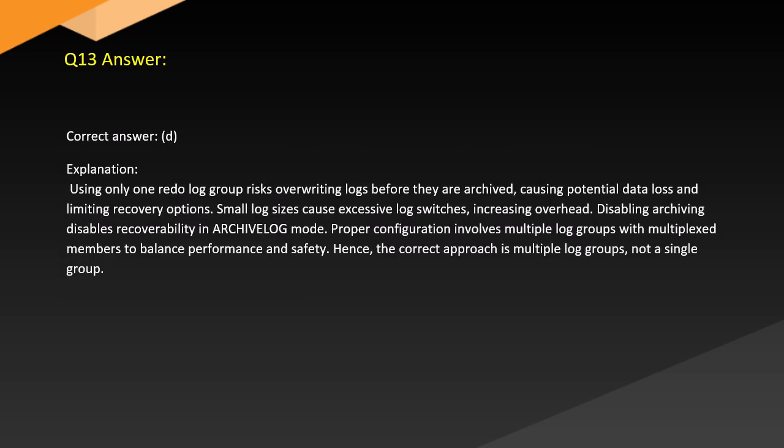Answer. Correct answer: D. Explanation. Using only one redo log group risks overwriting logs before they are archived, causing potential data loss and limiting recovery options. Small log sizes cause excessive log switches, increasing overhead. Disabling archiving disables recoverability in archive-log mode. Proper configuration involves multiple log groups with multiplexed members to balance performance and safety. Hence, the correct approach is multiple log groups, not a single group.